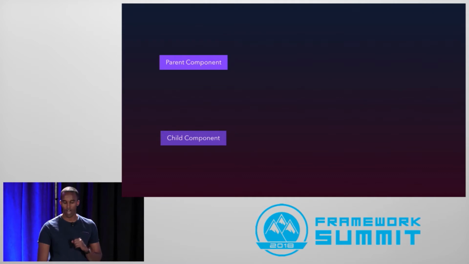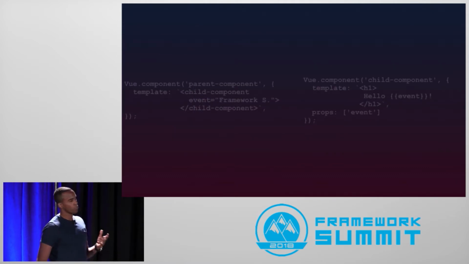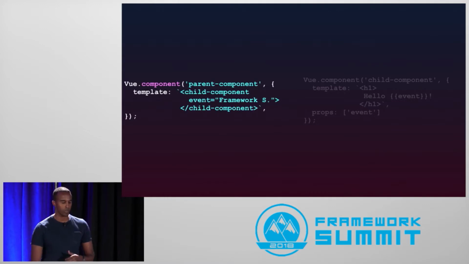Like other front-end libraries, Vue gives us the ability to use props to do this. We'll spend very little time explaining how that works, but let's assume we have a parent component that's being rendered, and its template is rendering another component called child component. As it's rendering the child component, it's passing a prop labeled event. This event prop is given a string value of Framework Summit.